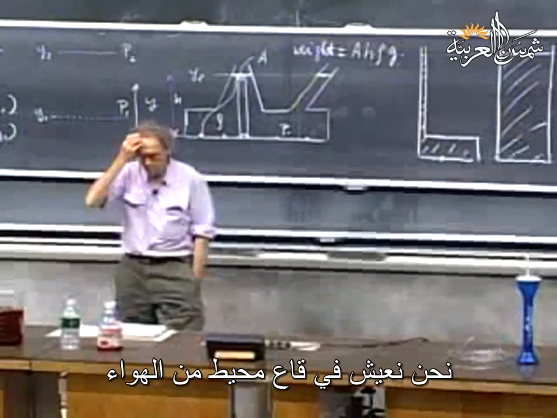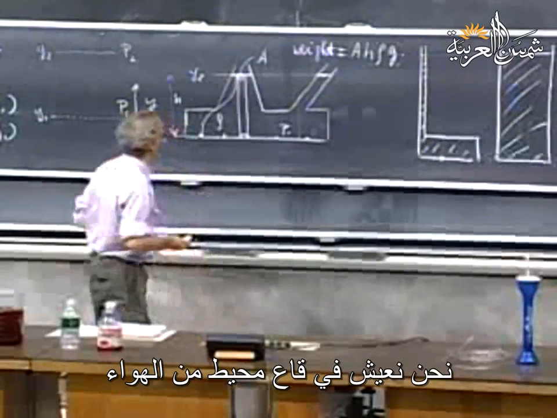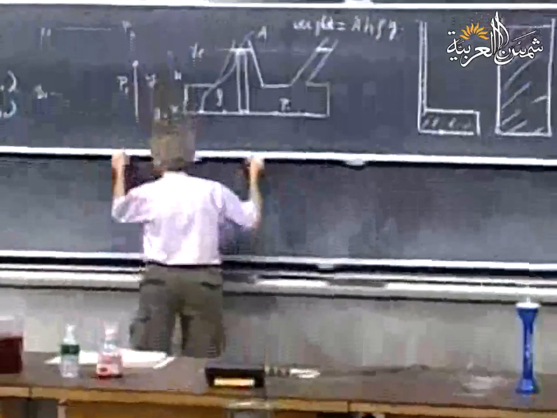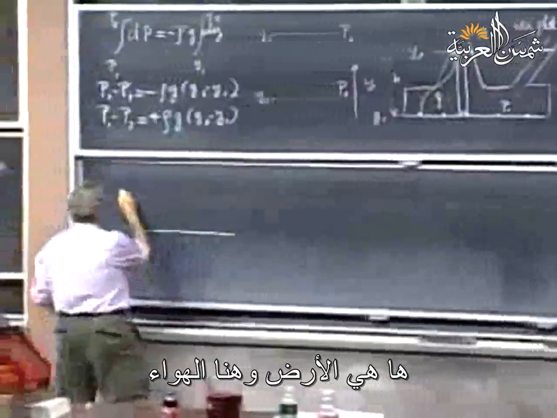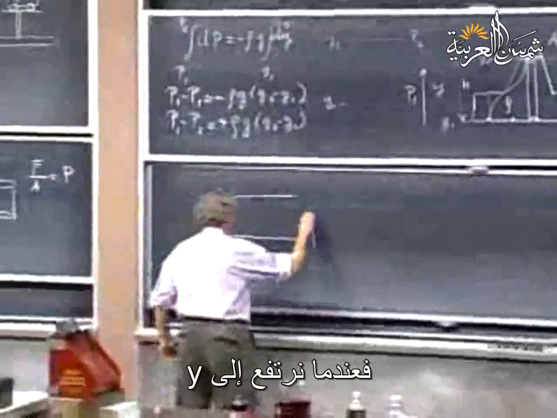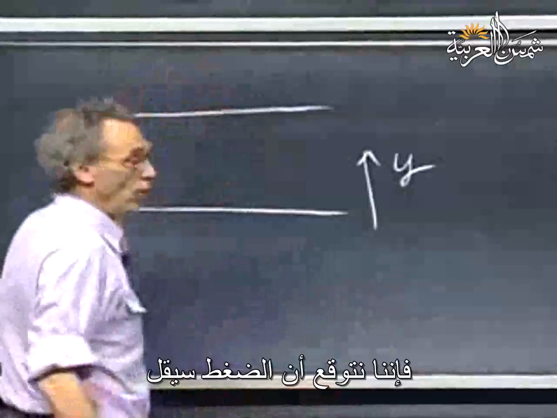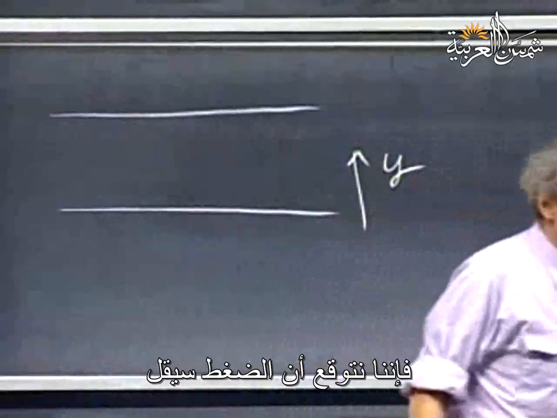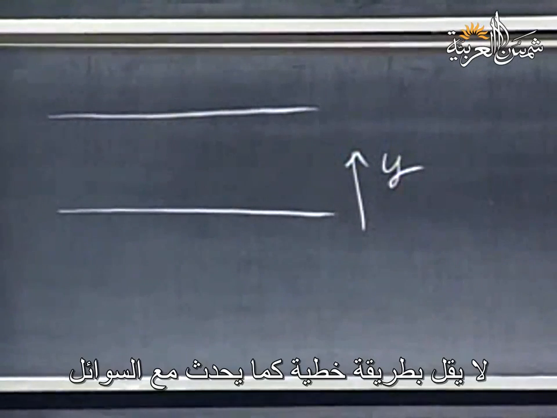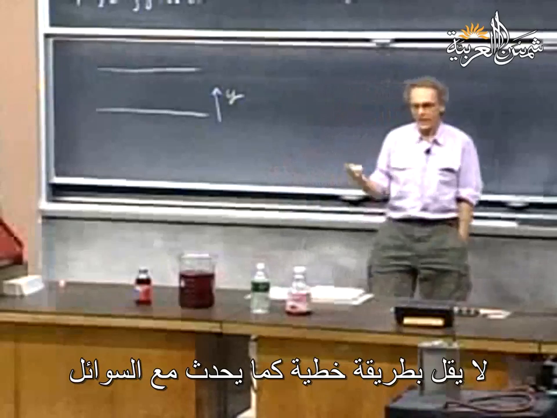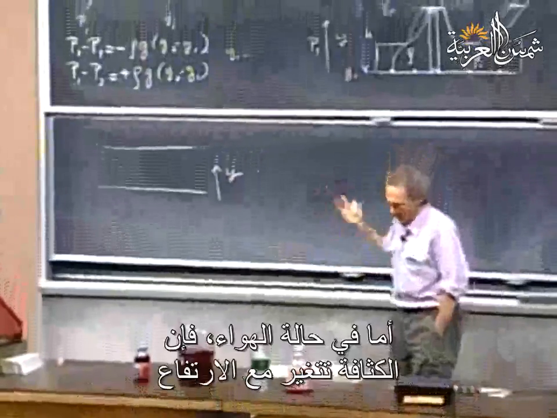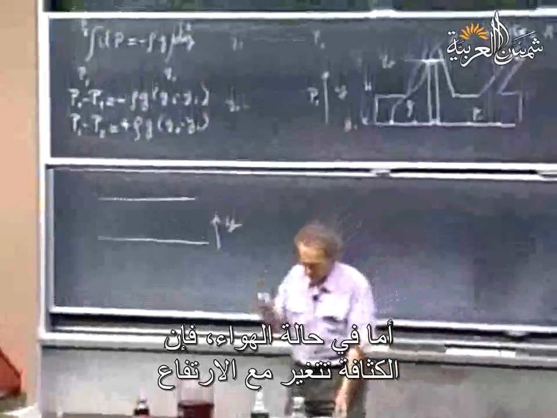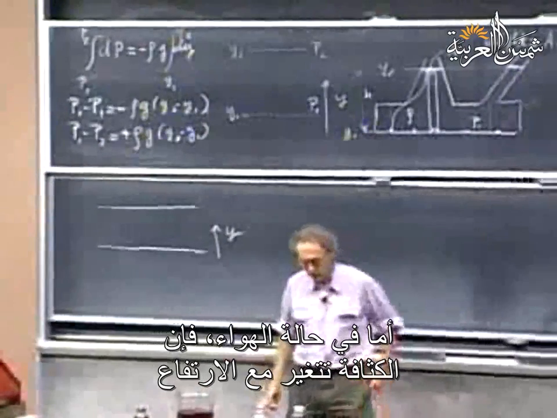We live at the bottom of an ocean of air. So here's the Earth, and here's air. So when we go up in y, then we also expect that the pressure will go down. It doesn't go down linearly like liquids do. Liquids are linear because rho doesn't change. In the case of air, the density does change with altitude.